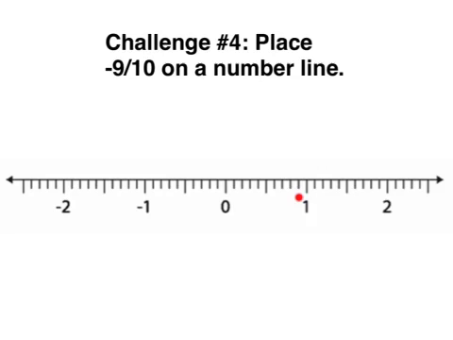Well, -9/10 is the opposite of that. So because 9/10 is the one that's right next to 1, -9/10 should be the one that's right next to -1. This would be -1/10, -2/10, -3/10, -4/10, -5/10, -6/10, -7/10, -8/10. Finally, -9/10. It goes right there.